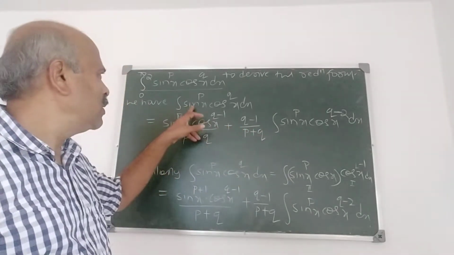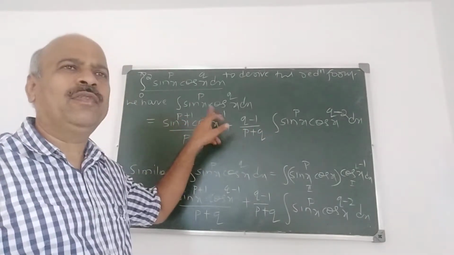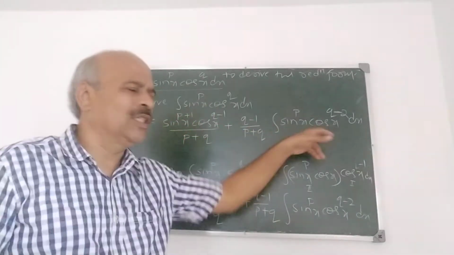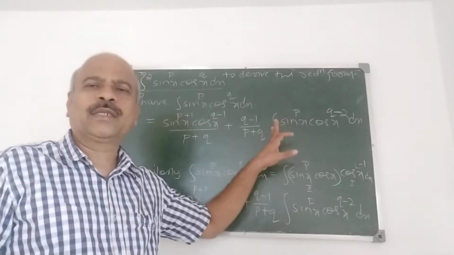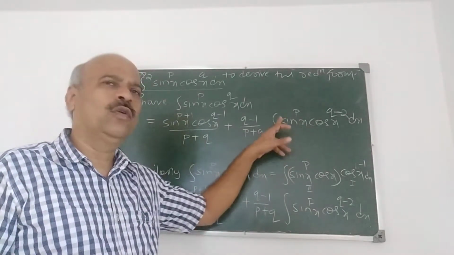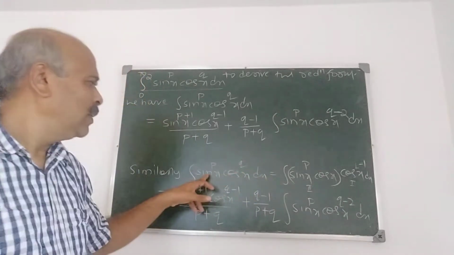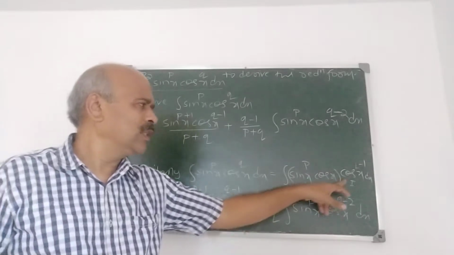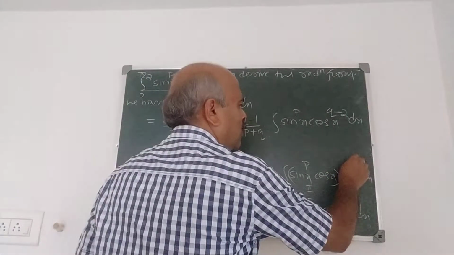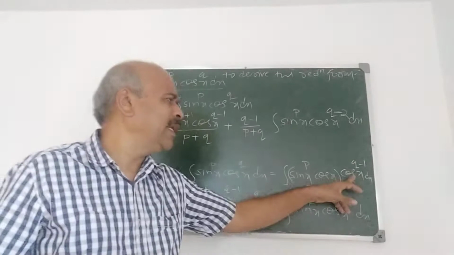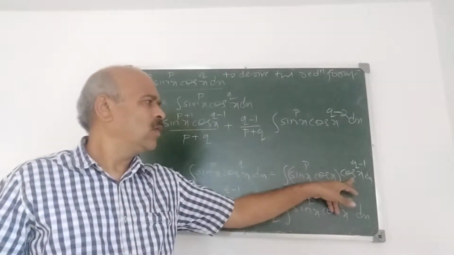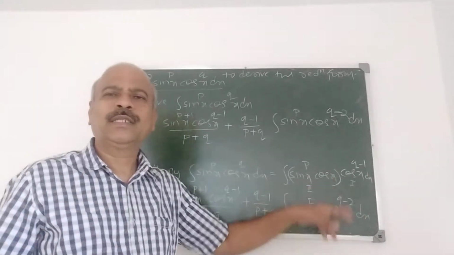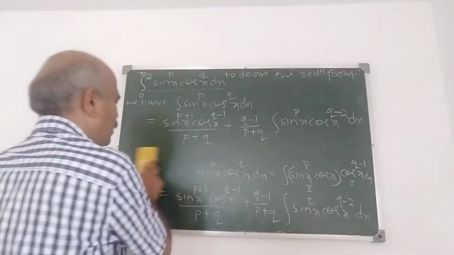First you have to derive this reduction formula for the indefinite integral of sin x raised to p cos x raised to q. This we have already obtained. In my last video I explained how to obtain this one. How do you obtain this? We write sin x raised to p cos x raised to q as sin x raised to p into cos x raised to q minus 1, and we apply integration by parts, taking cos x raised to q minus 1 as first function, sin x raised to p cos x as second function, and we get this one.